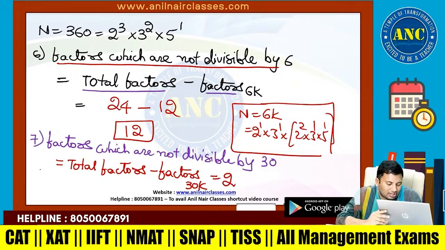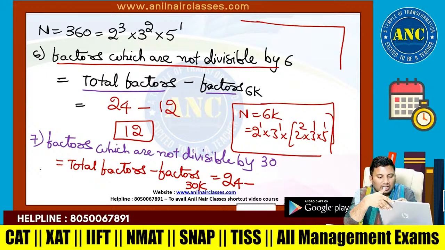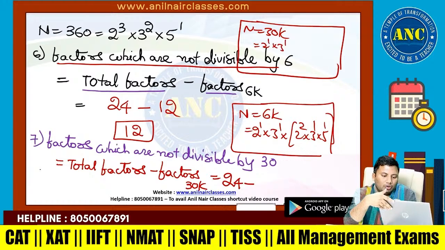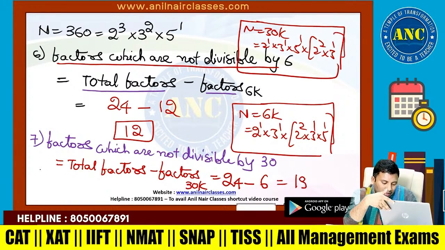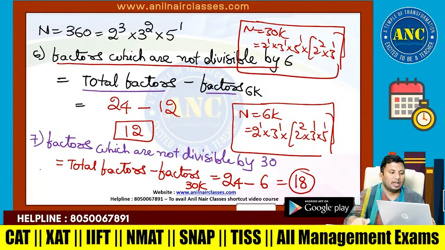Total factors is 24. Factors which are divisible by 30. 30 is 2 into 3 into 5. Remaining is 2 square into 3 power 1. 24 minus 6. 24 minus 6 is 18.